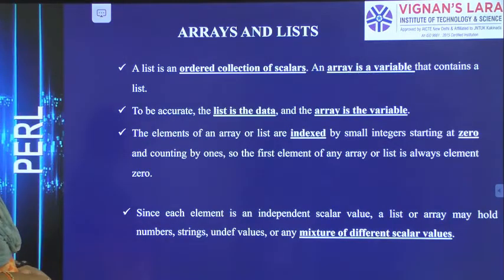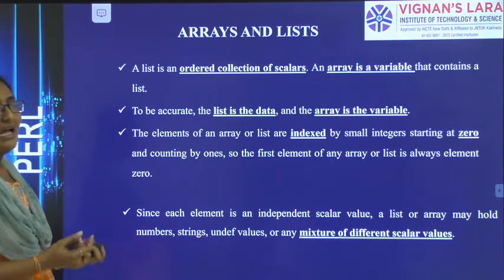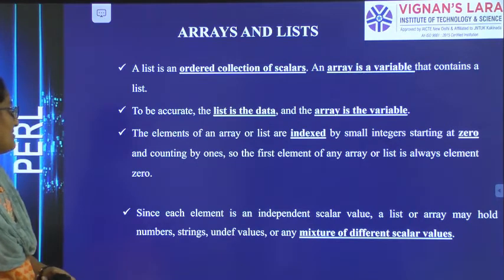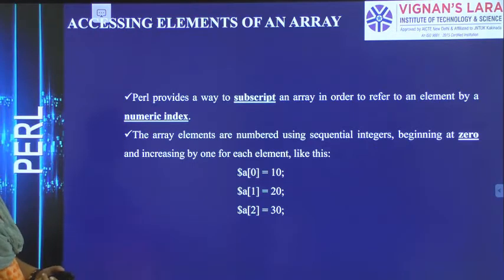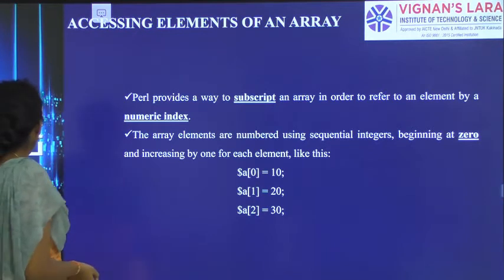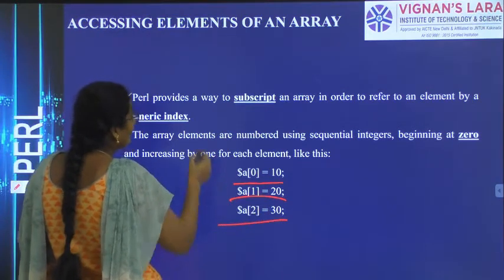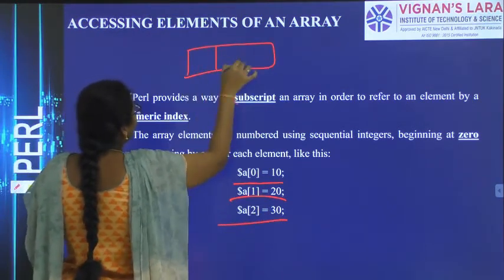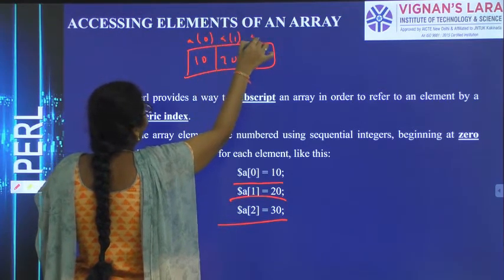Same way arrays are also the same. Arrays are used to collect data. An array is a group of data. Array index will always start with 0. We will have a list of elements in an array. So see here, in Perl programming also we have an array with starting index 0. If you see here, a of 0 is 10, a of 1 is 20, a of 2 is 30. You have the array with 3 elements 10, 20, 30. This is a of 0, a of 1, a of 2.